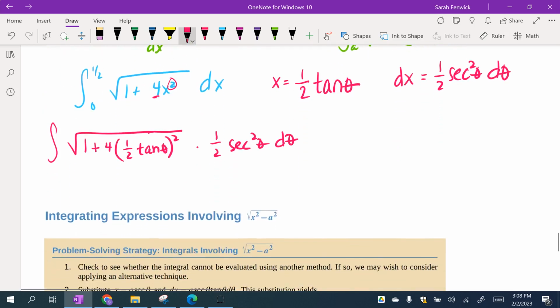All right, I'm going to show you some steps here that they didn't really show you in the book just because I feel like it's going to help you understand. When I do this, 1 plus 4 times 1/4 when I square it, tan squared theta.